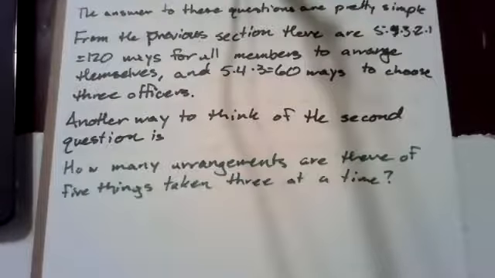The answers to these questions are pretty simple. From the previous section, there are 5 times 4 times 3 times 2 times 1 equals 120 ways for all members to arrange themselves, and 5 times 4 times 3 equals 60 ways to choose 3 officers. Another way to think of the second question is, how many arrangements are there of 5 things taken 3 at a time?